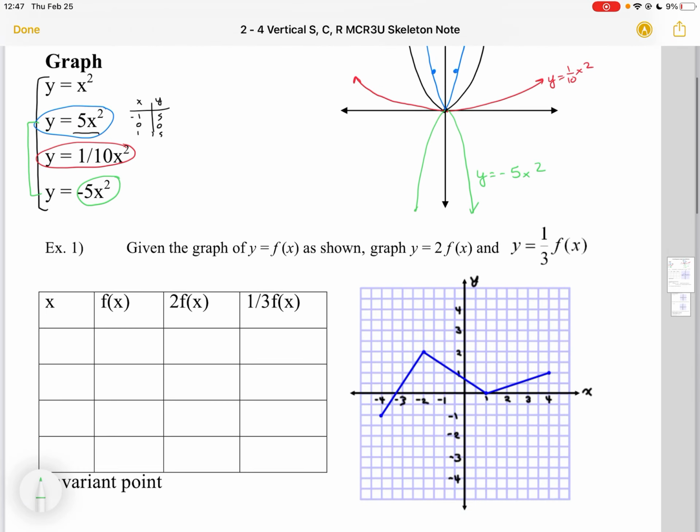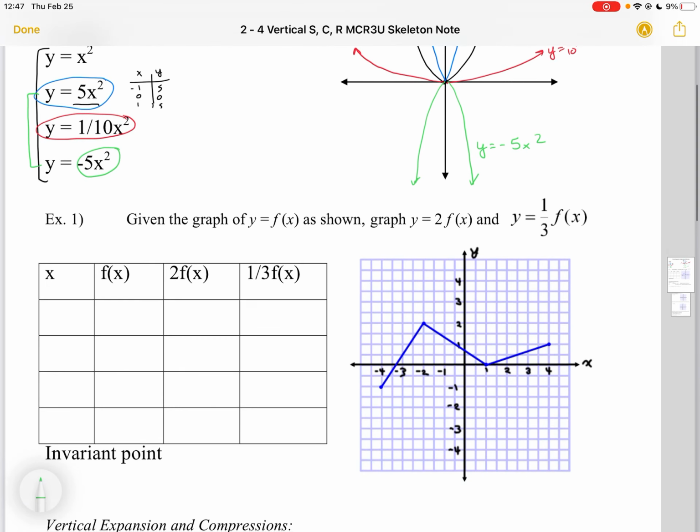And so we're going to look at another example right here. My blue graph right here is f of x. What I'm asked to do is graph y equals 2 f of x and y equals 1/3 f of x. These are vertical transformations, so they are only going to apply to the y coordinate.